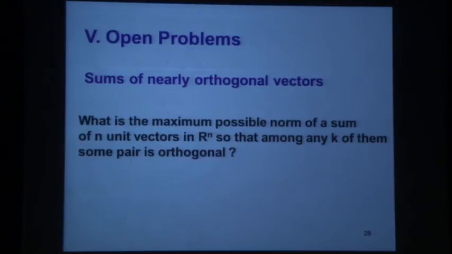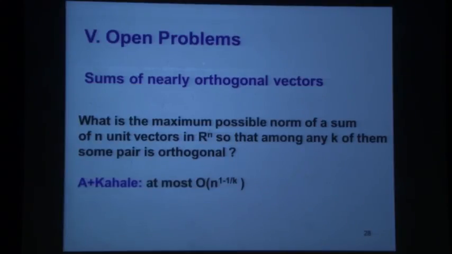So the first one was this nearly orthogonal vectors, right? So we said that we could have n unit vectors, and among any three, two are orthogonal, and the norm of the sum could be roughly n to the 2/3. It's natural to ask, and again, Lovász asks it in the same paper, what if you know that among any k of them, some pair is orthogonal? Among any 4, among any 5, among any 100.